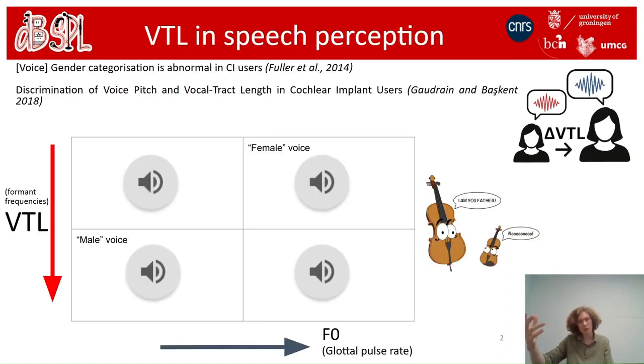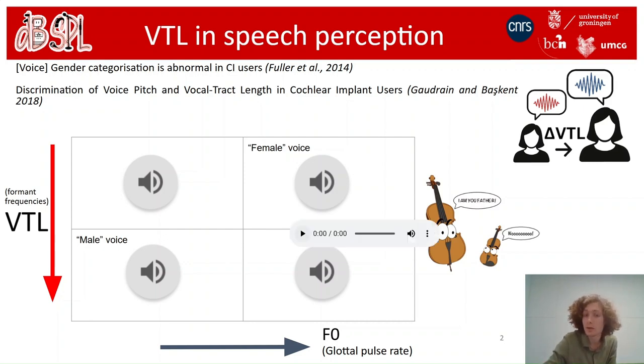In speech on speech and in speech in noise, listeners make use of voice characteristics to separate voices from one another. The two most important voice characteristics are the F0, or the glottal pulse rate, or the perceived pitch of the sound, and VTL. I'll quickly let you hear what the differences are.